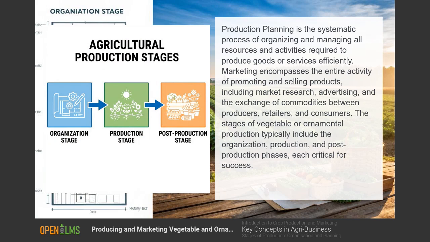Production planning is the systematic process of organizing and managing all resources and activities required to produce goods or services efficiently. Marketing encompasses the entire activity of promoting and selling products, including market research, advertising, and the exchange of commodities between producers, retailers, and consumers. The stages of vegetable or ornamental production typically include the organization, production, and post-production phases, each critical for success.